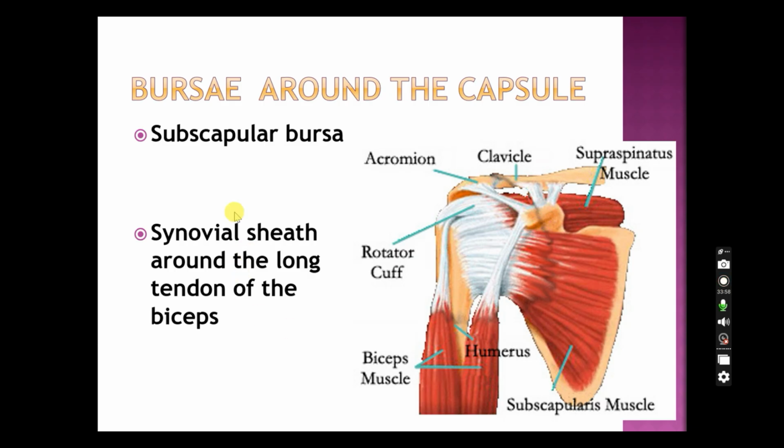We already talked about the subscapular bursa and the synovial sheath around the long head of the biceps, which prevents the rubbing of this tendon on the wall or floor of the bicipital groove.